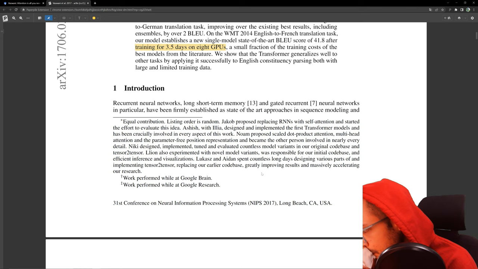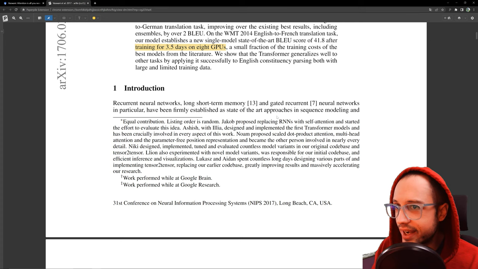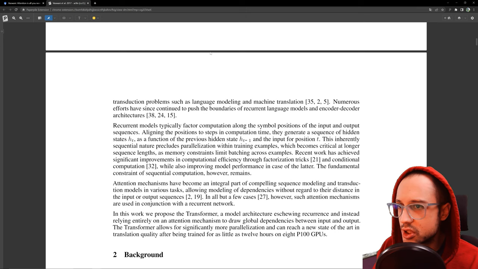So, an introduction here. Recurrent neural networks, long short-term memory, this is LSTMs, and then gated recurrent neural networks. So these are basically what the state of the art was when this paper got released. These are basically dead at this point. Nobody really uses these. Recurrence as a concept is still used, but what they're referring to here, the OG RNNs, aren't really used anymore.